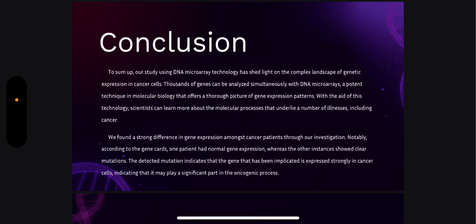Notably, according to the gene cards, one patient had normal gene expression, whereas the other instances showed clear mutations. The detected mutation indicates that the gene is expressed strongly in cancer cells, indicating that it may play a significant part in the oncogenic process, meaning that our patient has a high chance of getting cancer in the future. Therefore, we would have to monitor them throughout the years coming forth.